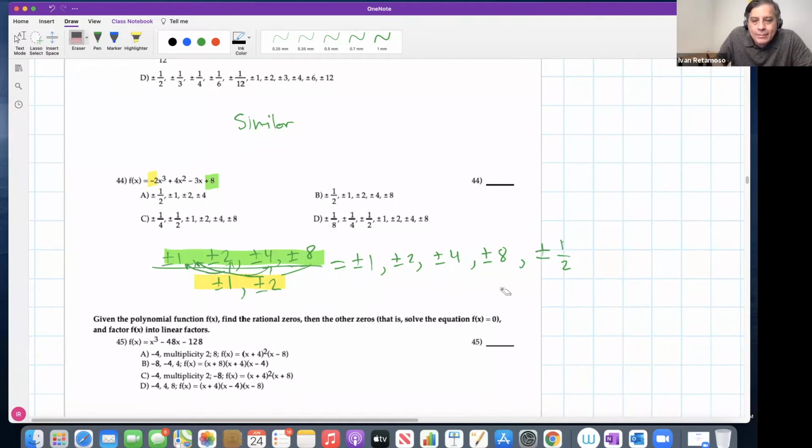Now that list, mathematicians often write starting with the smallest in absolute value, which would be this 1/2. So often they write the smallest in absolute value, 1/2, then 1, then plus minus 2, then plus minus 4, then plus minus 8, ascending order in absolute value. So you go with this one, B. Follow, guys?